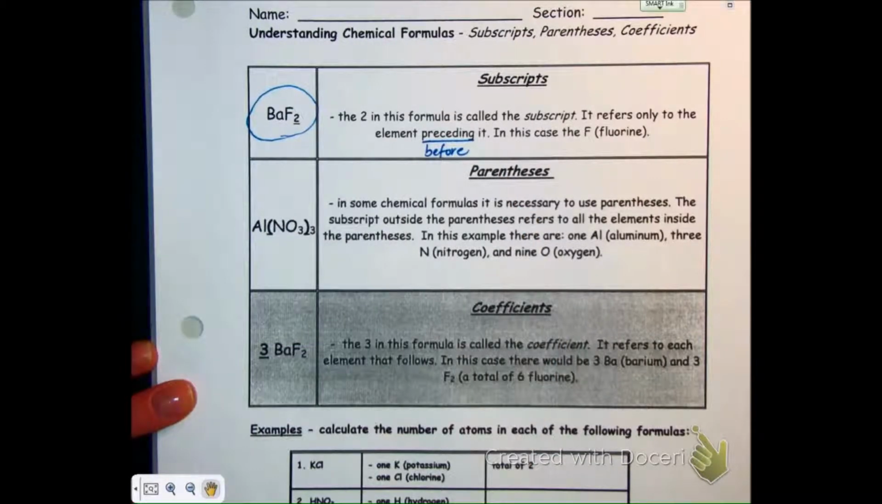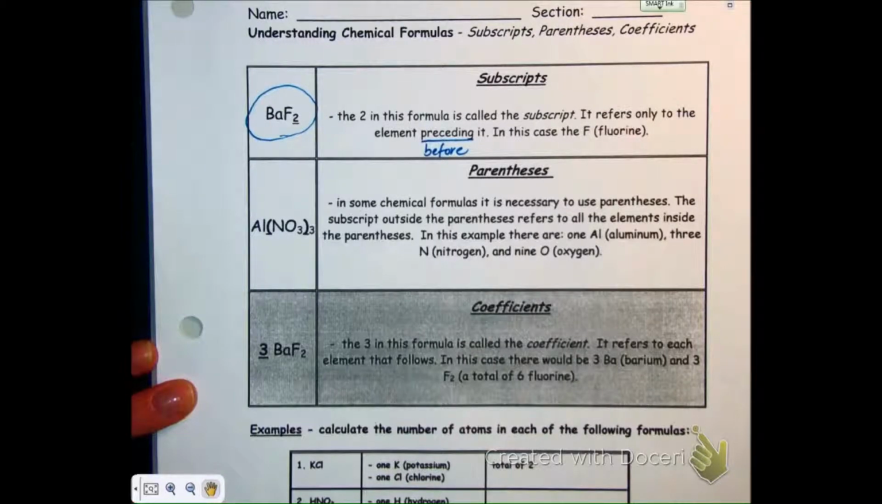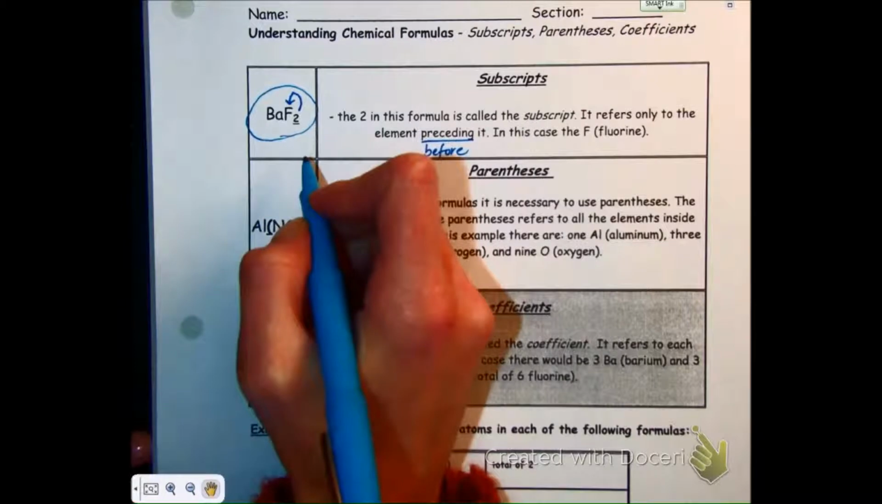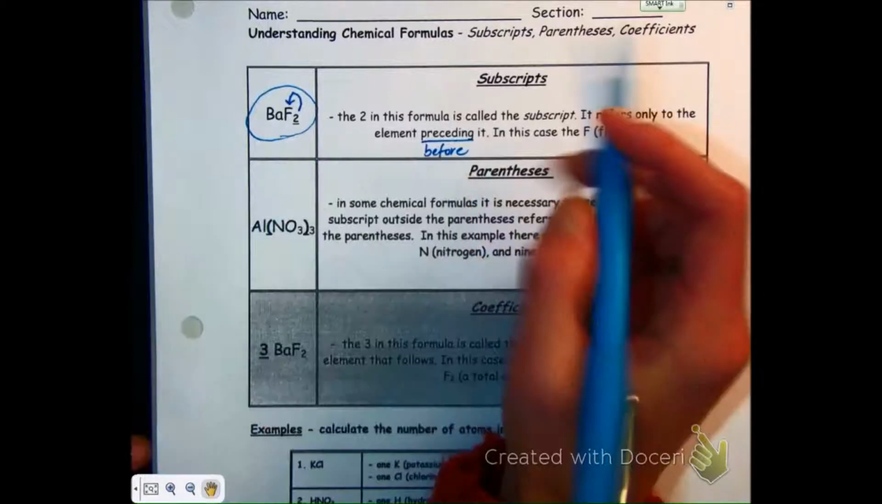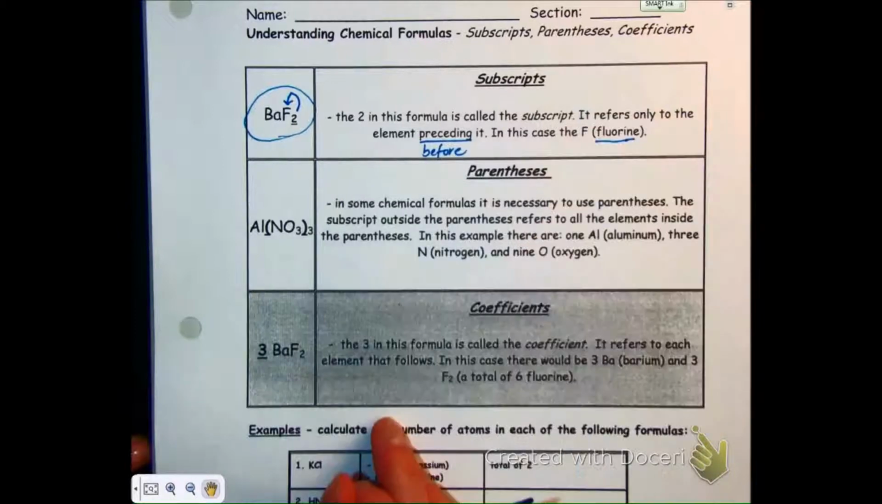Okay. In this case, it applies to the fluorine directly before it. And I like to draw arrows to show what numbers apply to which elements. So therefore, it says in this case, we have 1 barium atom and, I'm sorry, 2 fluorine atoms. So those are subscripts. They help us determine how many individual atoms of certain elements we have in a formula.